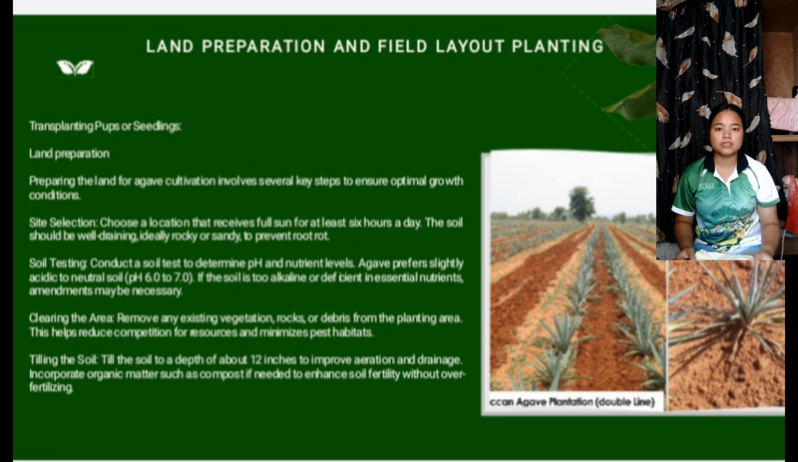Then second, the soil testing. Conduct a soil test to determine pH and nutrient levels. Third, clearing the area. Remove any existing vegetation such as rocks, debris, and etc. So the last is tilling the soil. Till the soil to a depth of about 12 inches to improve aeration and drainage.